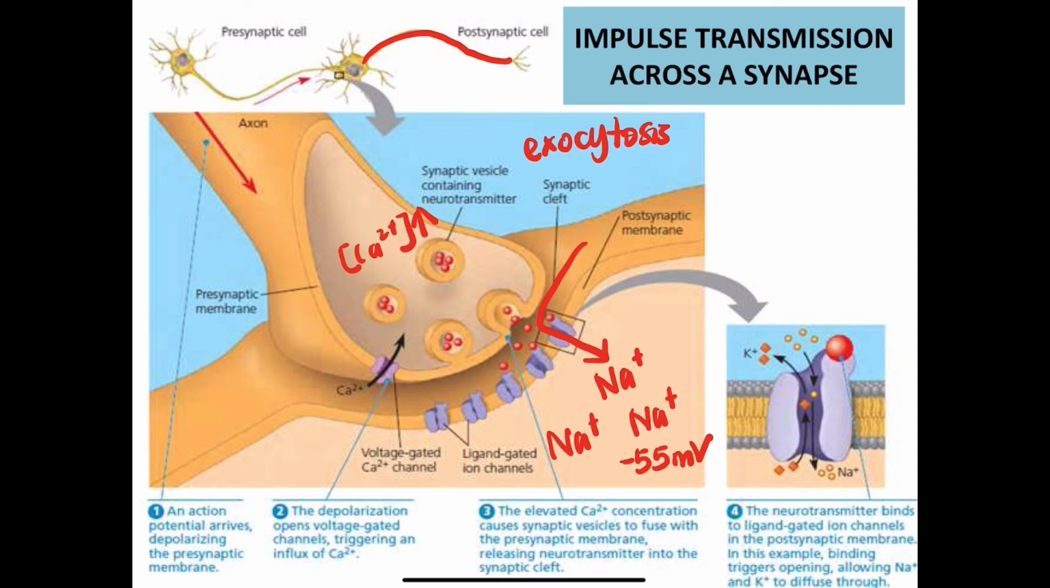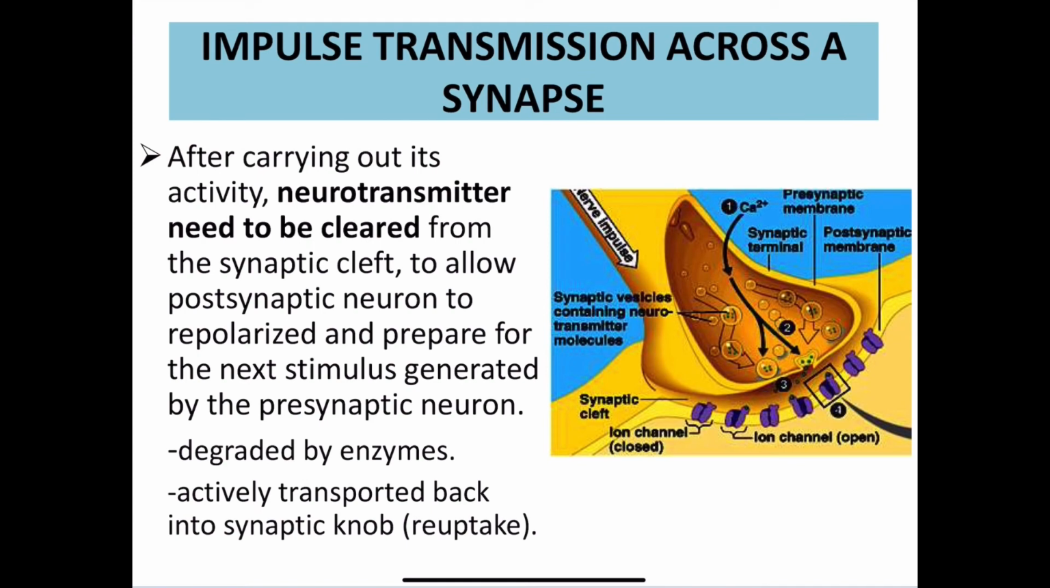So, what happened to the neurotransmitter at the synaptic cleft? Neurotransmitter at the synaptic cleft must be cleared or removed after it sends impulse to the postsynaptic membrane. This is to allow the postsynaptic neuron to repolarize or return to resting potential to prepare for the next stimulus by the presynaptic neuron. So, this neurotransmitter will be removed from the synaptic cleft by reuptake into the synaptic knob or by degradation by enzyme.